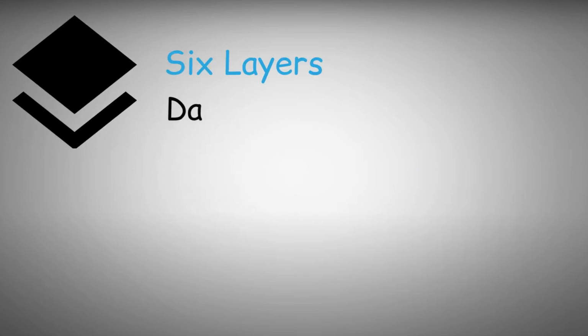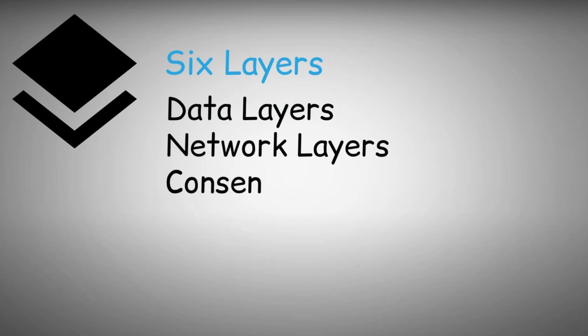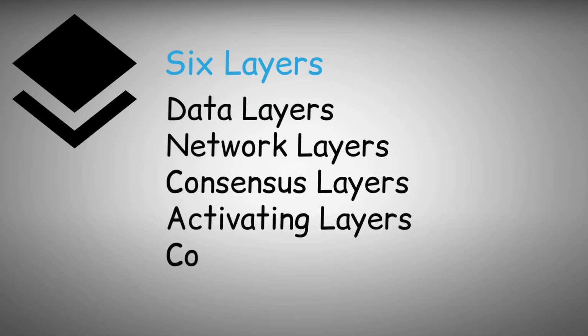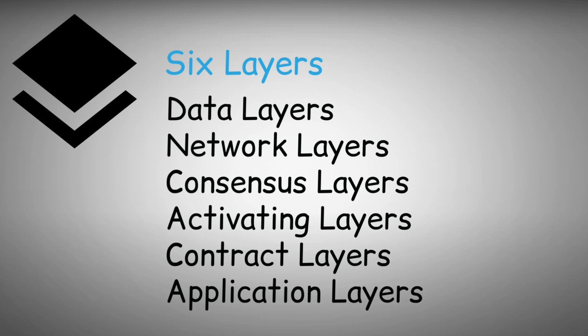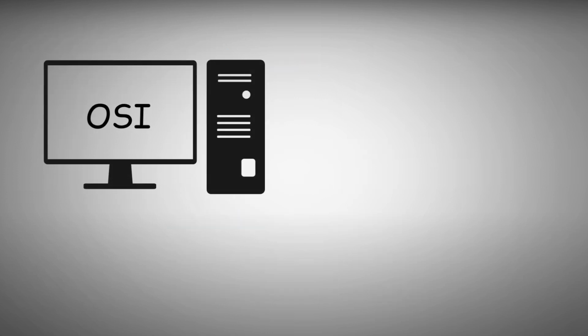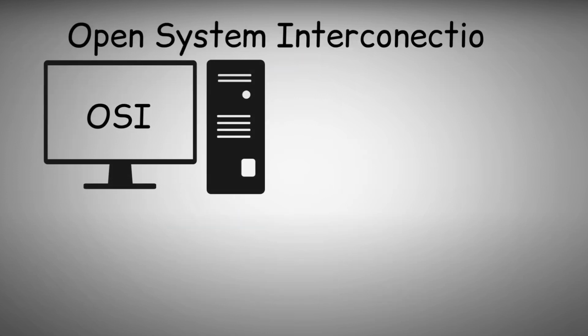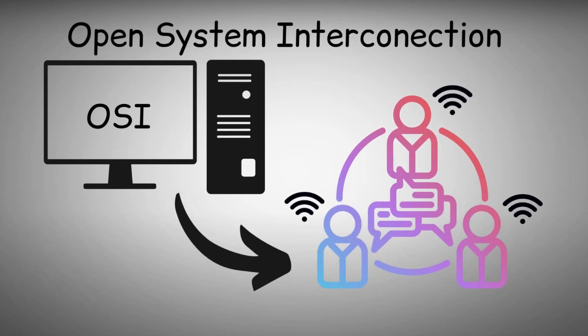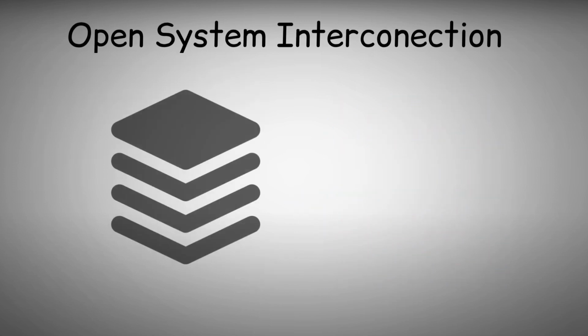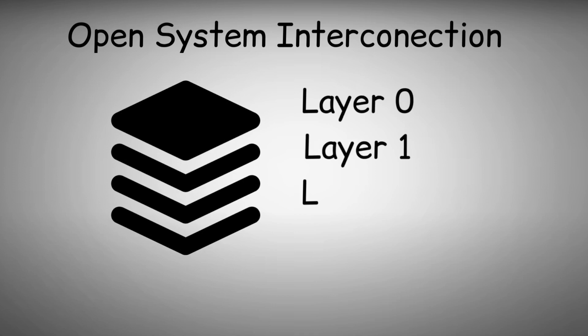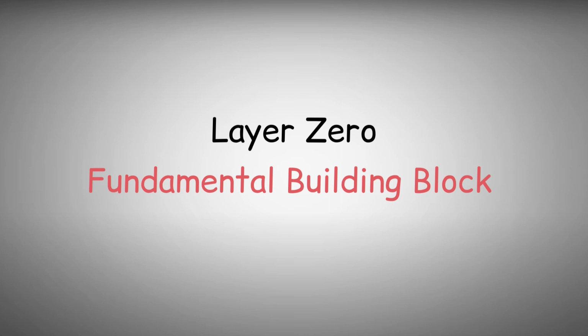There are 6 layers in the blockchain: data layer, network layer, consensus layer, activating layer, contract layer, and the application layer. The blockchain uses OSI, Open Systems Interconnection, which is a reference model for how applications communicate over a network. OSI separates the 6 levels into 3 layers from bottom to top: layer 0, layer 1, layer 2, and layer 3. Layer 0 blockchains are like the internet backbone.